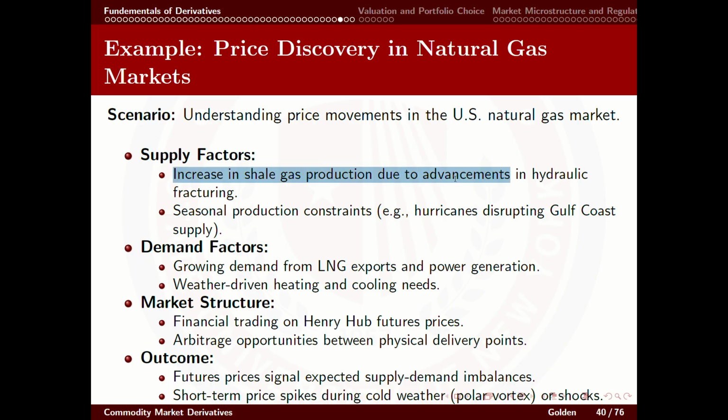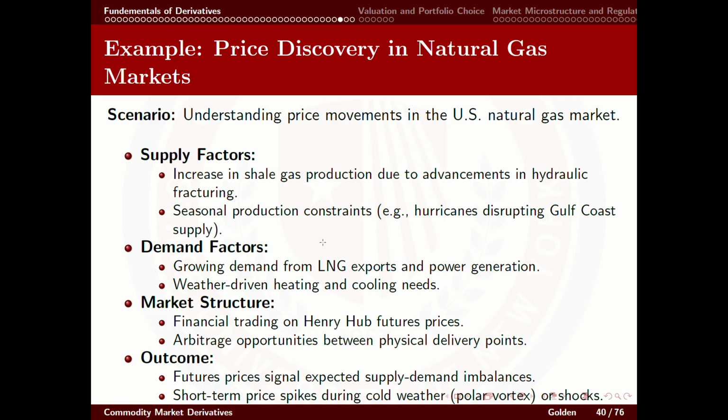An increase in shale gas production due to advancement in controlled fracturing will lead to an increase in supply and a decrease in the price. Seasonal production constraints also affect price, such as Gulf Coast disruption to supply. For example, the Henry Hub down in Louisiana is the primary port at which we ship out LNG. So if that's down, you can't ship it out. That will lead to a glut in the market and will push down prices in the United States. Elsewhere, that will lead to an inability to buy LNG and will push prices up.